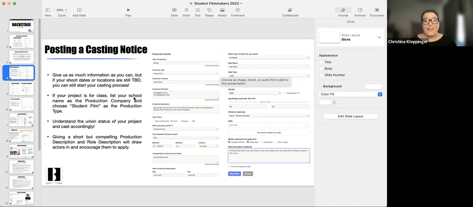Now, when you get to the point of hiring actors, you want to know your specific dates. And if you know them up front, go ahead and put them in your casting notice. But don't let it hold up your whole process if you're just waiting on specific dates. Same thing with locations.